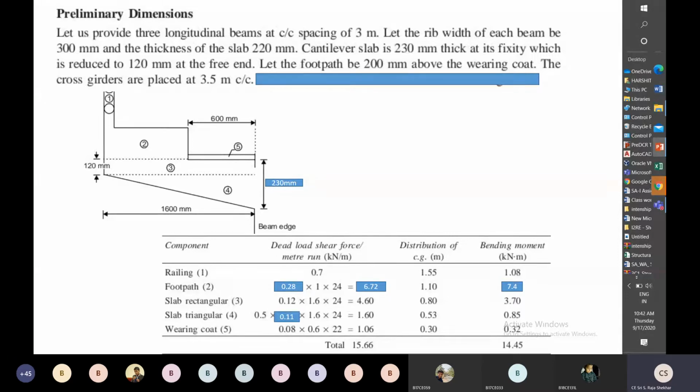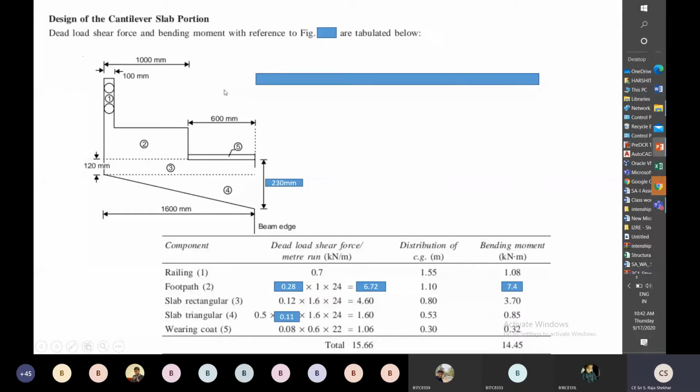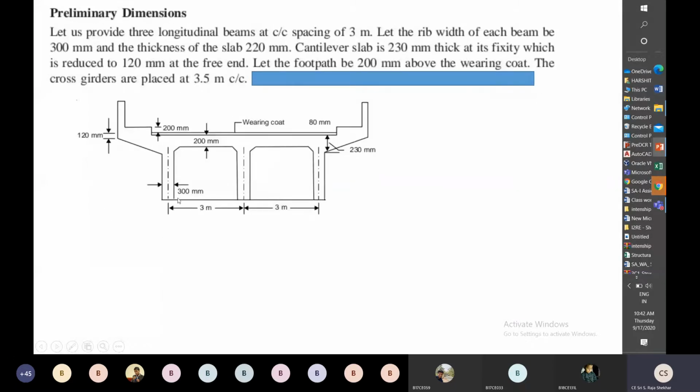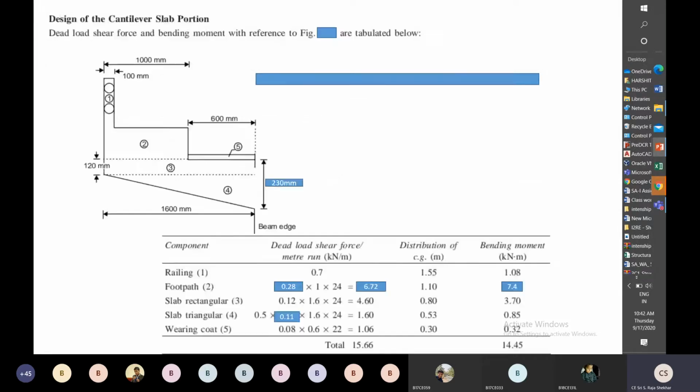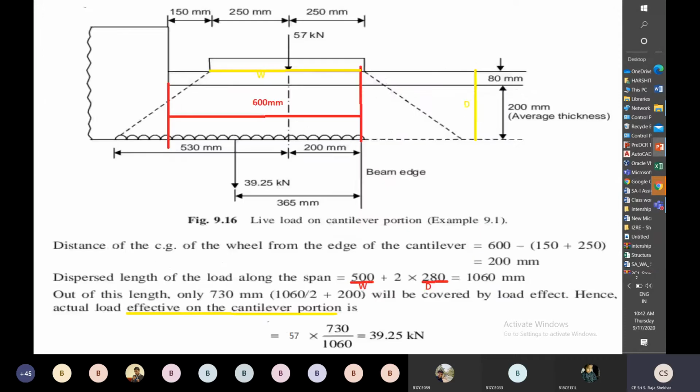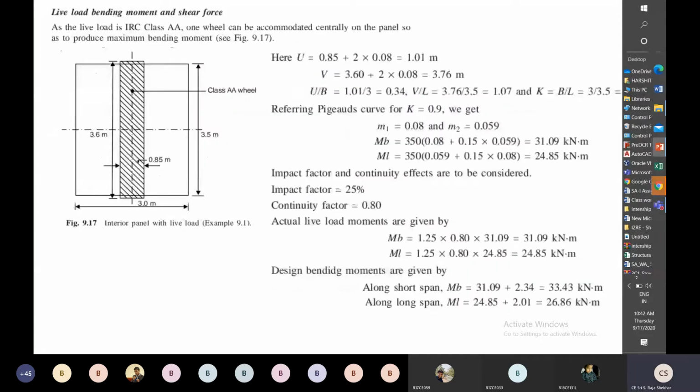These beams are called girders. The interior panel slab is supported with 4 girders, 2 cross girders and 2 longitudinal girders. The distance between two cross girders is 3.5 meters. The distance between two longitudinal girders is 3 meters. So that is why our interior panel dimensions came out like this, 3 meters by 3.5 meters.